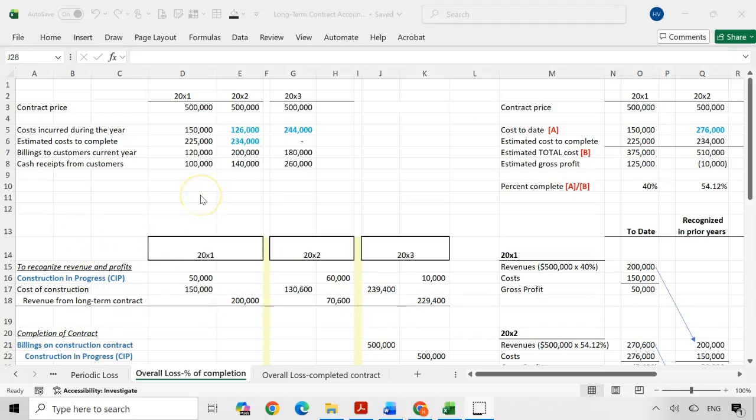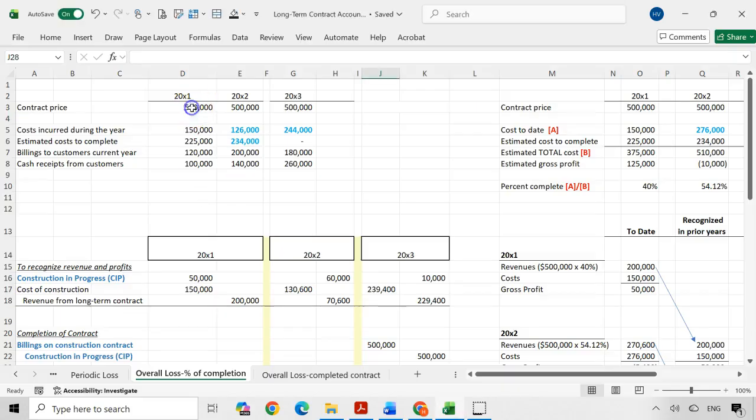This is the same example we've been using for the first 3 videos. And when I go through this video, I'm assuming that you've already watched those and are familiar with the accounting for a regular percentage of completion revenue recognition when the project is profitable.